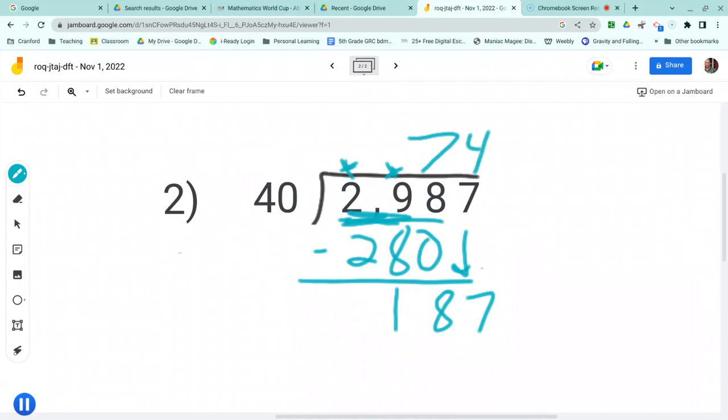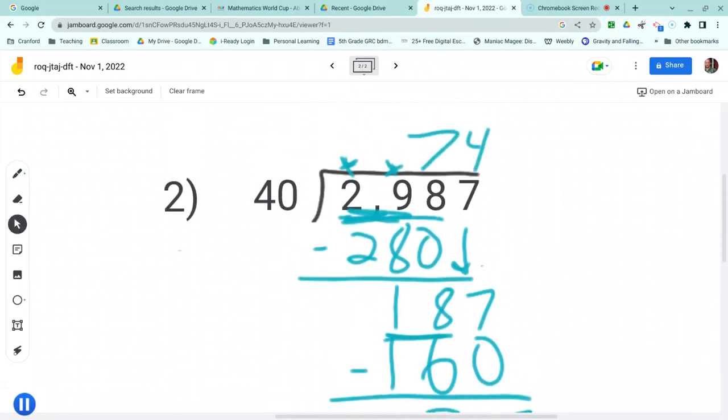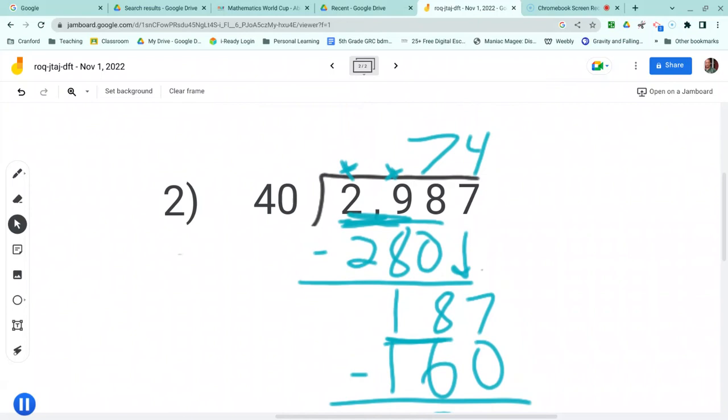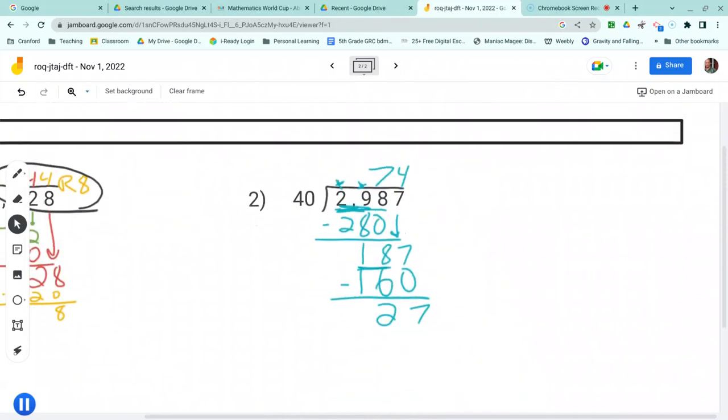I'll put a 4 there because by looking at my first 2 digits, I do look at my first 2 digits a lot. I know 4 times 4 is 16, so therefore 4 times 40 is going to be 160. Subtract this, I get 27. Is that less than 40? It is, so therefore my remainder, let me zoom out again. My remainder for this problem will be 74 remainder 27.